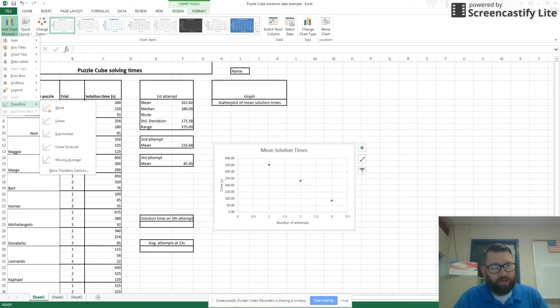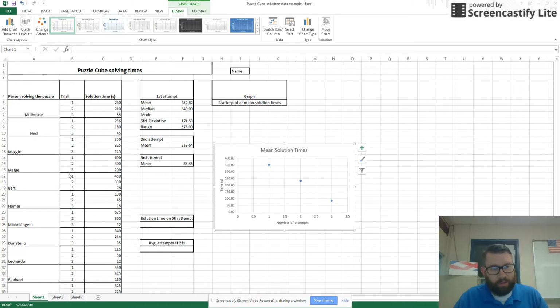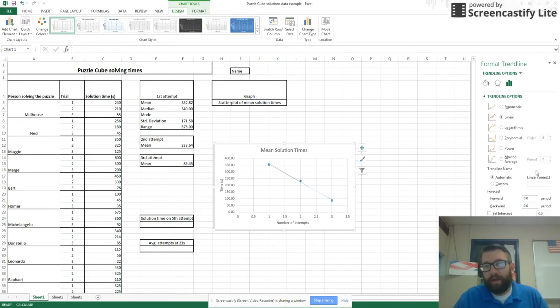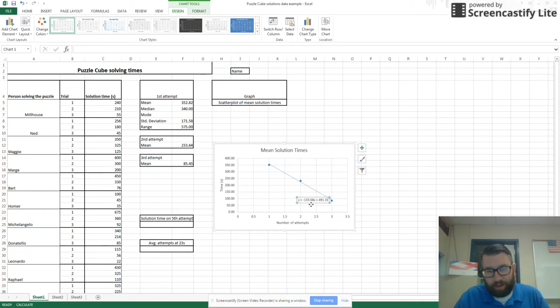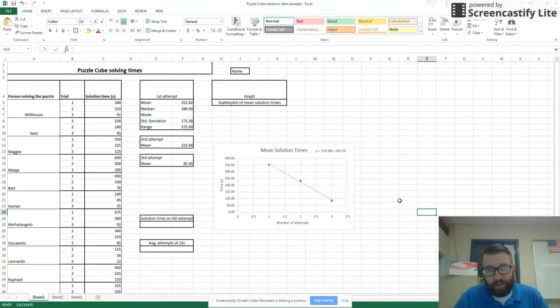I go down here and find Trend Line. Now notice it gives you an option for more trend line options. Go ahead and click on that, and it'll open up a window over here. I'm going to select Linear, and then down here at the bottom I'm going to select Display Equation on Chart. Now if you notice, you get a slope-intercept equation for our best fit line. So I'm going to drag this slope-intercept equation up here so I can see it better.